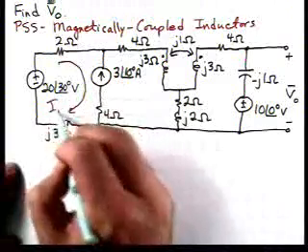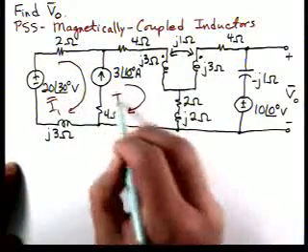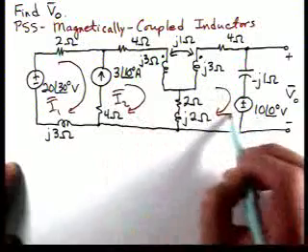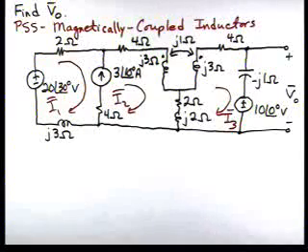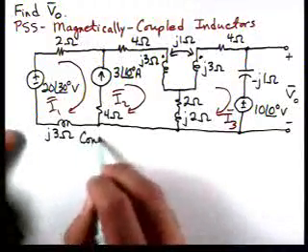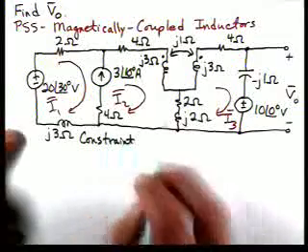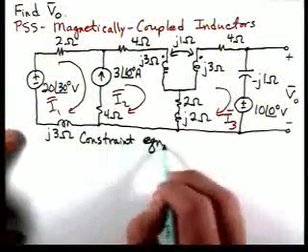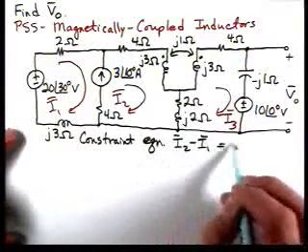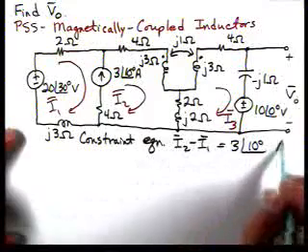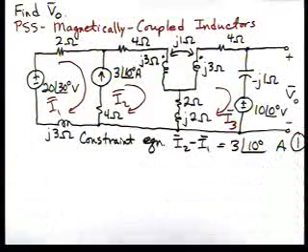I'm going to define this one as I1, I2, and I3. So we have three mesh currents, so that means we're going to have three equations. And if we notice in our circuit, we have a current source, so that means a constraint equation. So our constraint equation is I2 minus I1 equal 3 at an angle of 10 degrees. Okay, so there's our first equation.